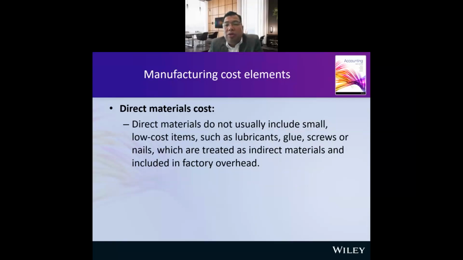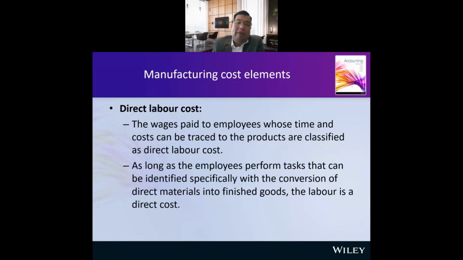Direct material does not usually include small low-cost items such as lubricant, glue, screws, or nails, which are treated as indirect material and included in the factory overhead. Maybe things like glue, nails, screws are also materials involved in the process of manufacturing, but because they are too small and insignificant, we don't want to count them up to that level. So we put them into indirect material. So it goes under factory overhead.